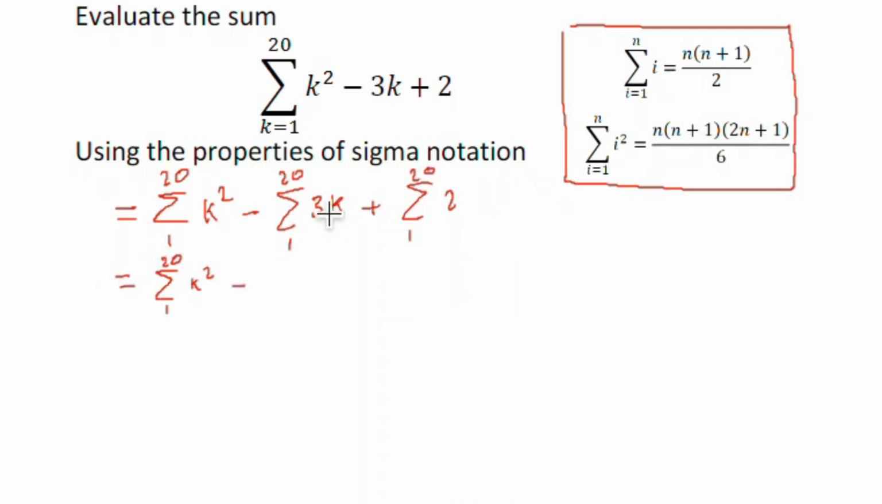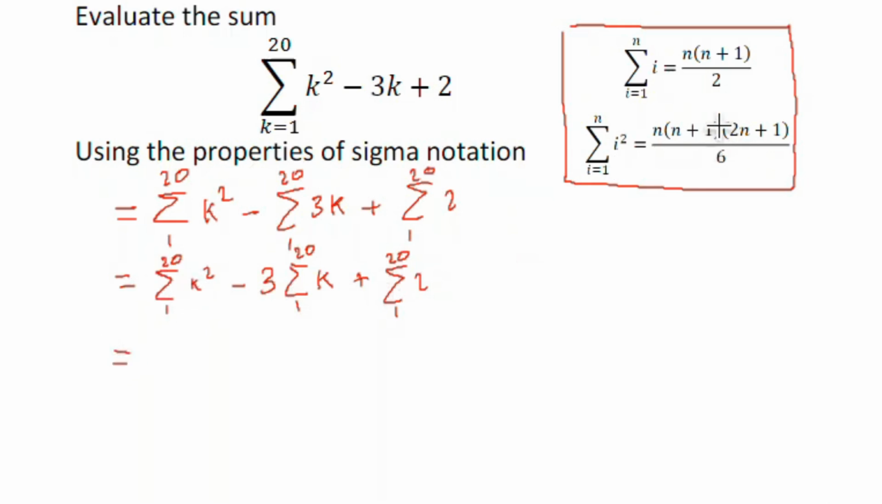So for the k squared minus 3k sum, we're going to factorize out that 3, and we're going to get that result there. If you need to see how or why we can do that, you can go back to the previous section of notes. And then we leave that one as it is.